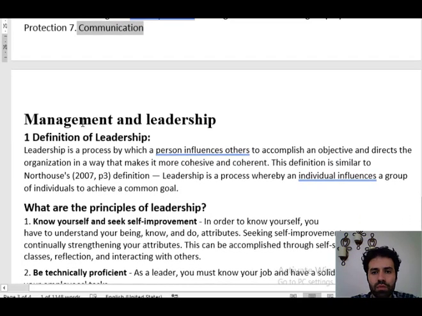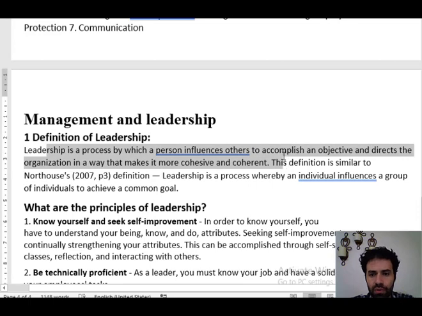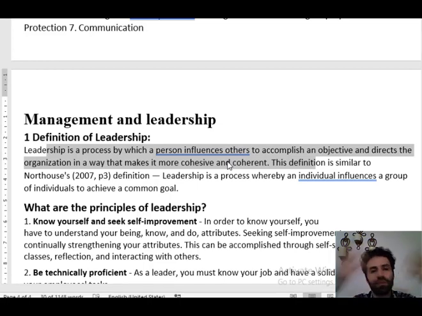Let's move on to the last part, management and leadership. So what is the definition of leadership? Leadership is a process by which a person influences others to accomplish an objective and directs the organization in a way that makes it more cohesive and coherent. Cohesive and coherent means they are in harmony, they are working together. So leadership is something really beyond management.